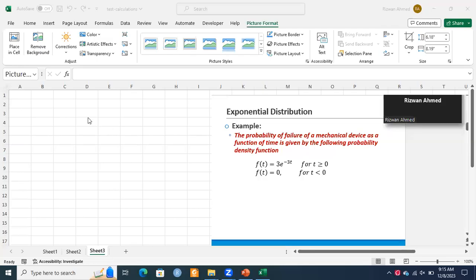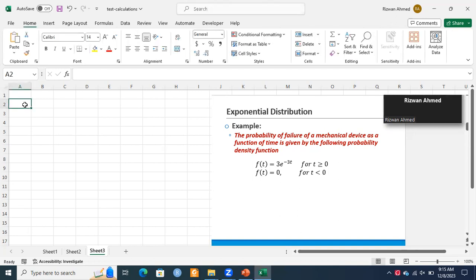So we have this problem, which is the failure probability of a mechanical device, and for which we have the exponential distribution function. Probability density function is given as 3 e raised to the power minus 3t. So let's develop the data. Here by inspection we can recognize that the lambda value is 3.